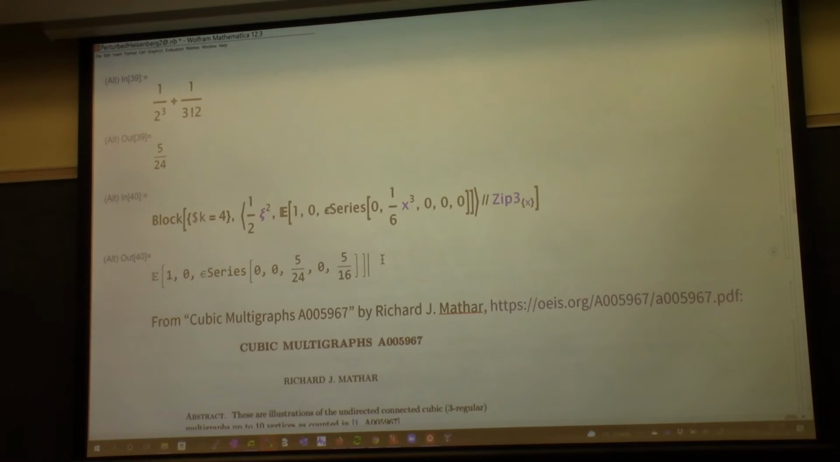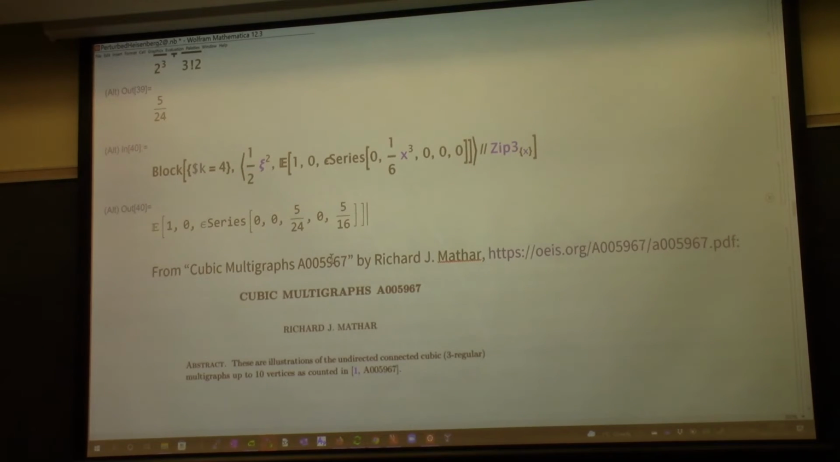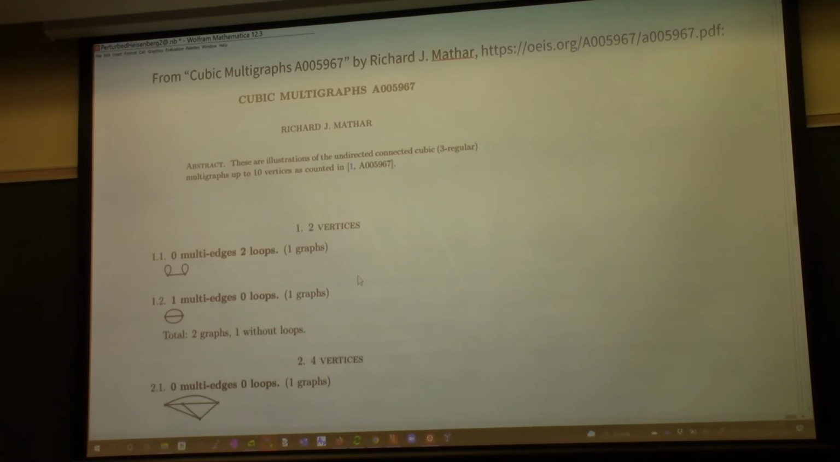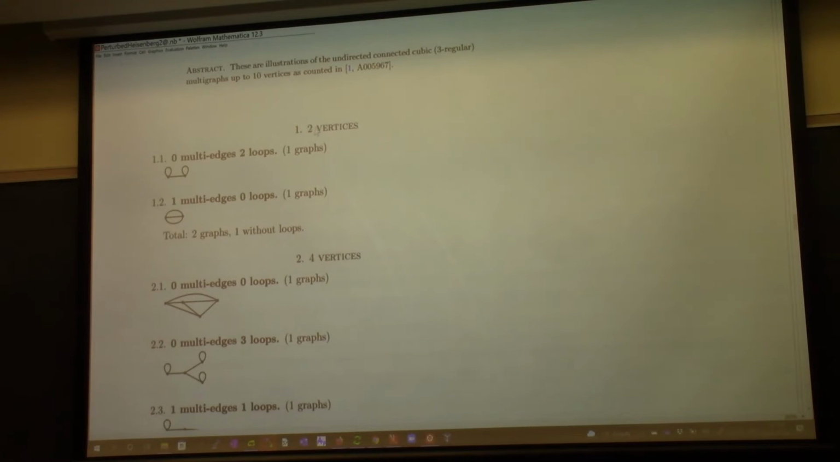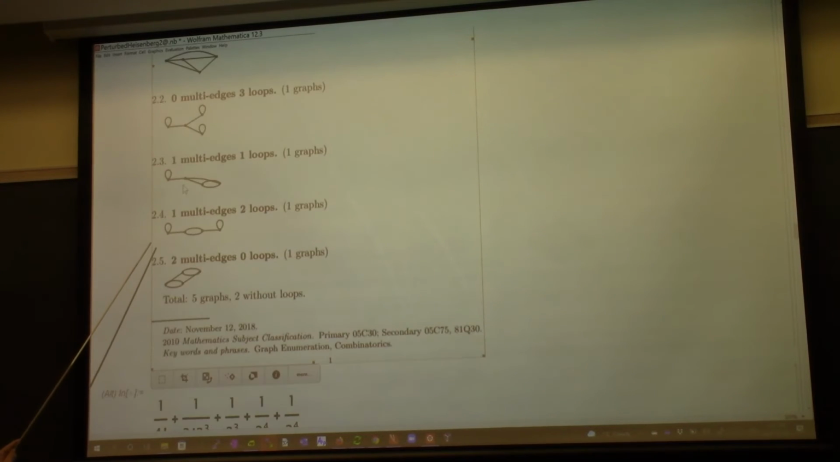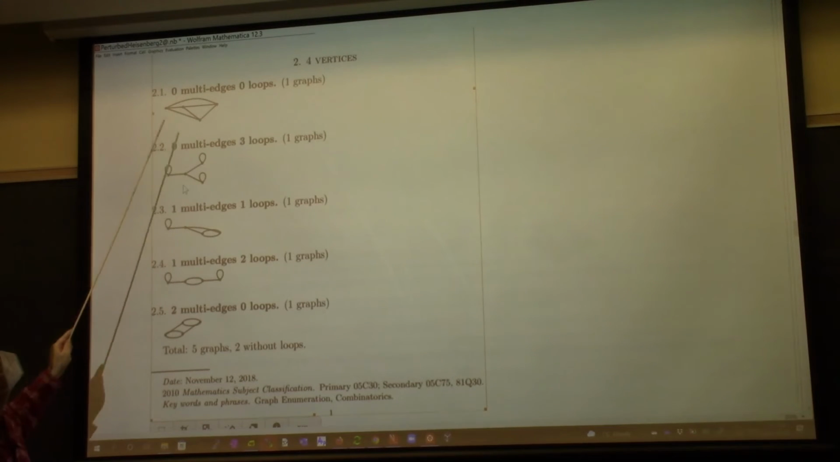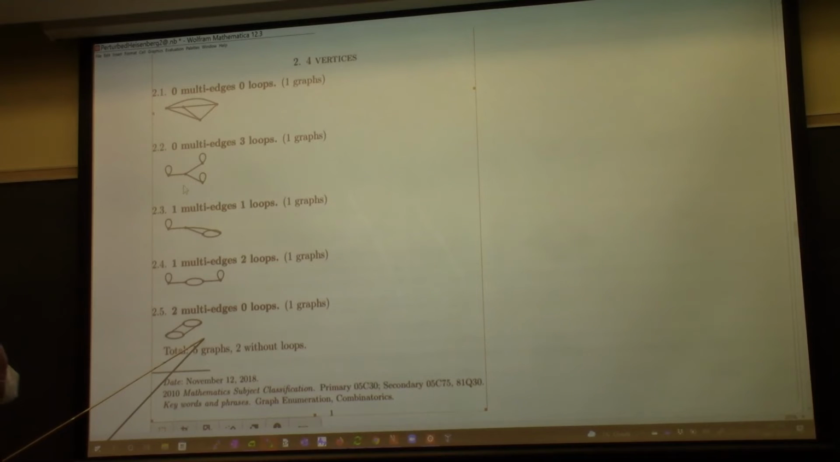So I wanted to check that, and I Googled a bit for cubic multigraphs, whatever, and I ended up finding this paper by Richard J. Mathar, in which he lists all the cubic diagrams. So there are cubic diagrams with 2 vertices, and these are the 2 that we already indicated. Okay? And then there are cubic diagrams with 4 vertices, and these are this, and that.